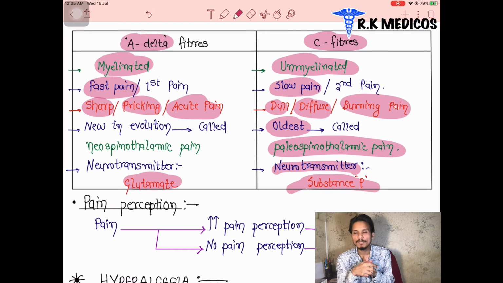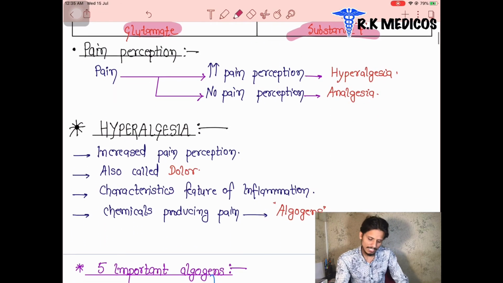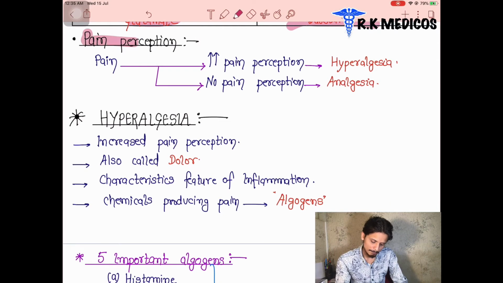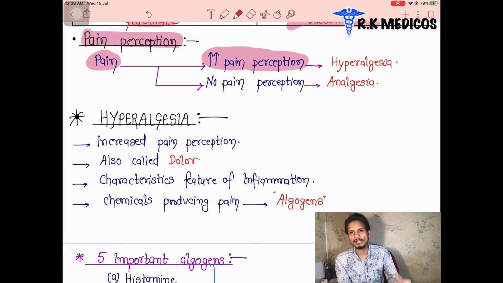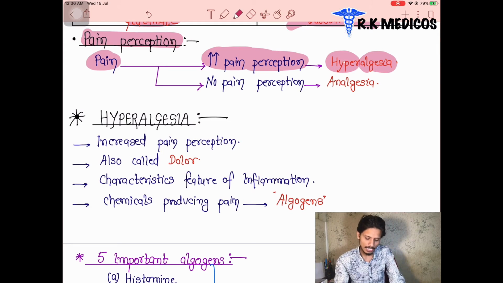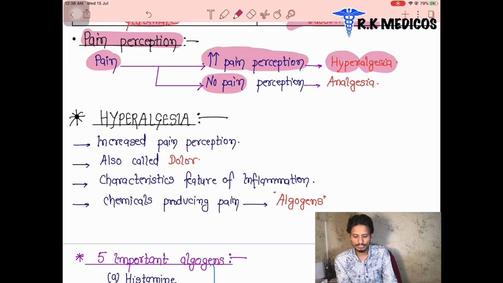They move upward, and which neurotransmitter is released during this transmission? Glutamate, of course. Substance P is released in diffuse or dull pain. And which tract is involved in it? The paleo spinothalamic tract. Now we are going to pain perception. When pain is increased to a very high amount, that is called hyperalgesia, meaning higher pain perception. And no pain perception, where algesia means pain, we call analgesia.